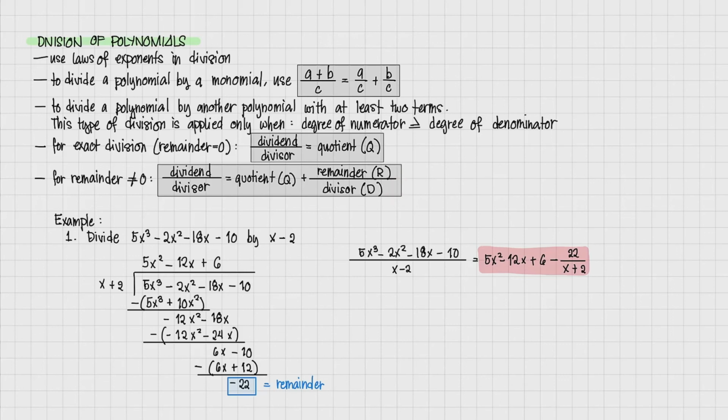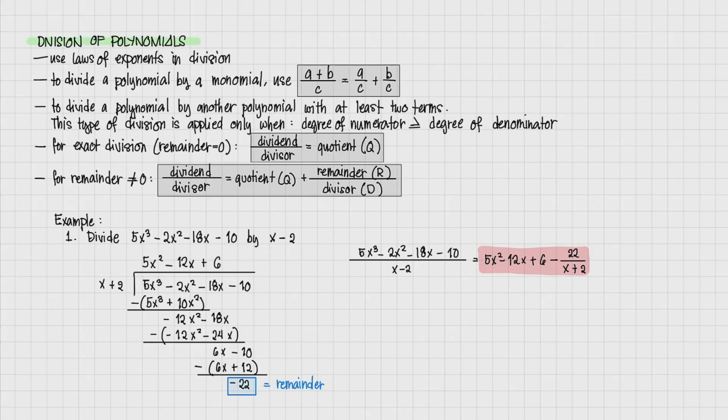So, in this example, we did a long division. We're going to divide this term: 5 times x raised to 3 minus 2 times x raised to 2 minus 18 times x minus 10. And we're going to divide that by x minus 2. So, we're going to use long division.